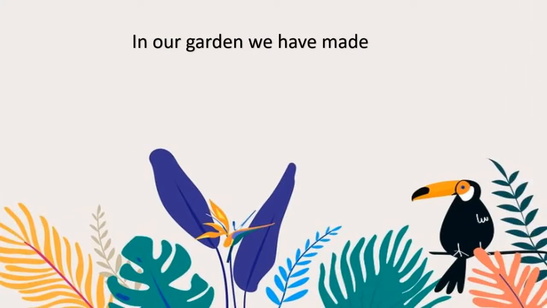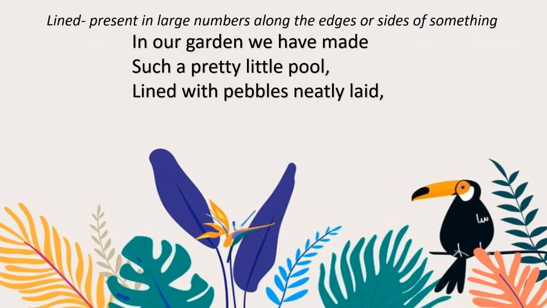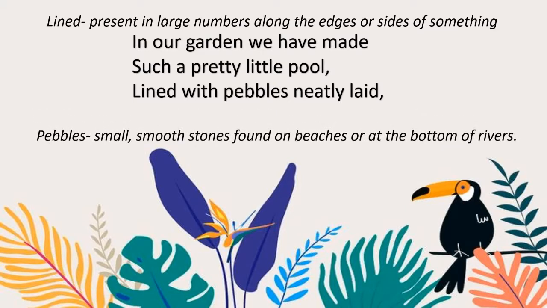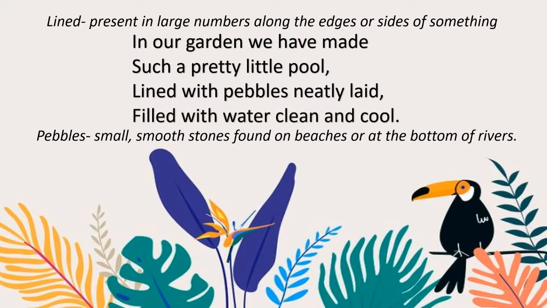In our garden we have made such a pretty little pool, lined with pebbles. Lined means present in large numbers along the edges or sides of something. Pebbles means small, smooth stones found on beaches or at the bottom of rivers. Neatly laid, filled with water, clean and cool. So, students, in the first stanza, the poet is describing that she has made a garden, and in her garden, she has also made a small pool of clean and cool water for the birds. She has also decorated it with pebbles and arranged them neatly.